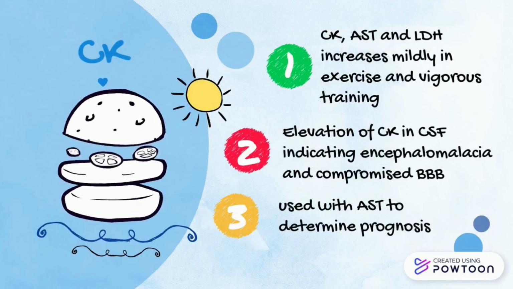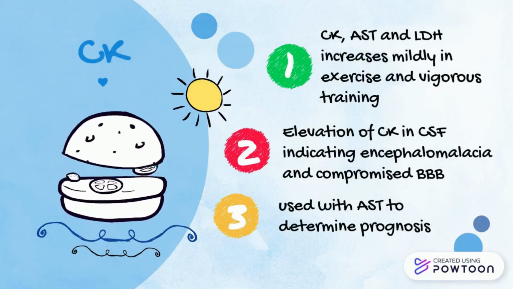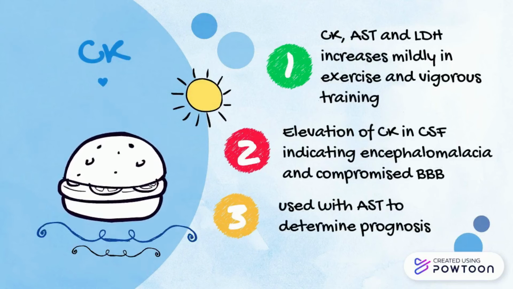CK, AST, and LDH increase mildly in exercise and vigorous training. Elevation of CK in cerebrospinal fluid indicates encephalomalacia and compromised blood-brain barrier. It is also used with AST to determine the prognosis.